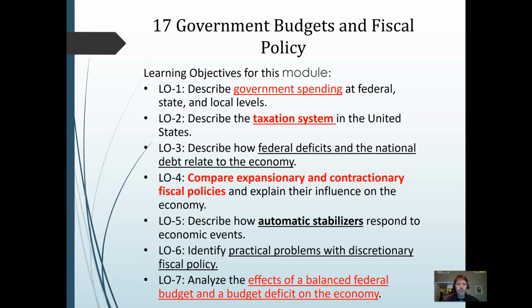And we'll look at something called automatic stabilizers, some problems with discretionary fiscal policy where policymakers have to meet and vote and make decisions, and the effects of a balanced federal budget and the effects of a budget deficit on an economy.